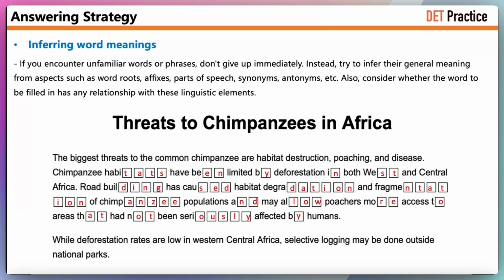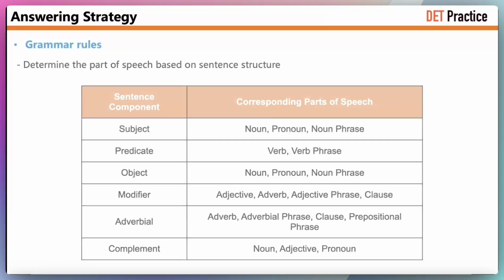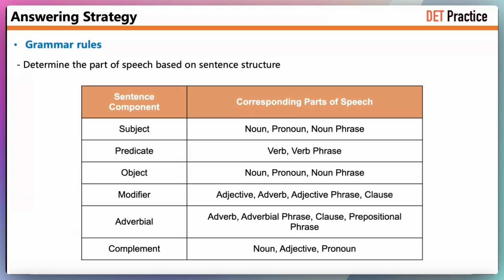So, during the exam, if there are some words you don't know the meaning of, don't panic. You can make reasonable guesses. Next, let's look at how to apply grammatical rules. First, we can determine the role a word plays in a sentence by observing its position. This helps us narrow down the possible parts of speech, limiting our options.